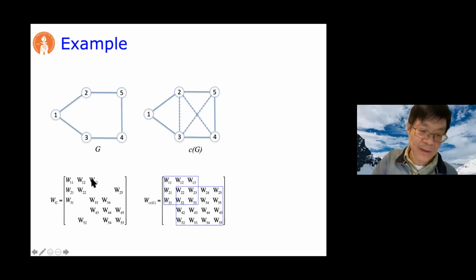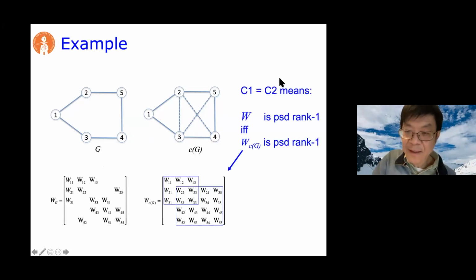Every off-diagonal entry corresponds to a link. Okay. A partial matrix defined on the chordal graph is the same thing: the off-diagonal entries all correspond to a link in the graph. Okay, so C1 equals C2 in the theorem, and C1 equals C2 and equals C3, means that the full matrix W is PSD rank 1 if and only if this partial matrix defined on the chordal extension of graph G is PSD and rank 1. That's what C1 equals C2 means.